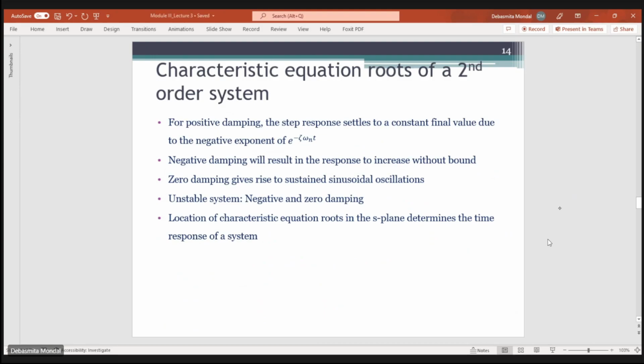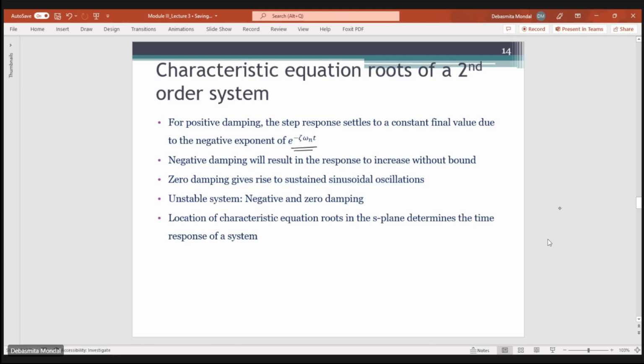Now, in case of positive damping, we have seen that if the value of zeta lies between 0 and 1, the step response settles to a final steady state value, and this settling occurs because there is a negative exponent present in the system response. Because of this negative exponent, the step response slowly decays down to the steady state value.